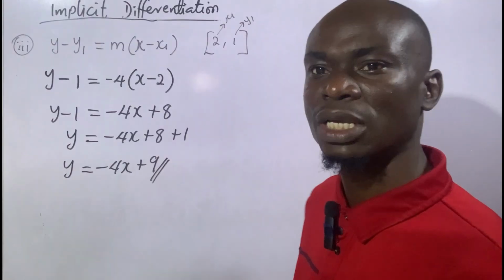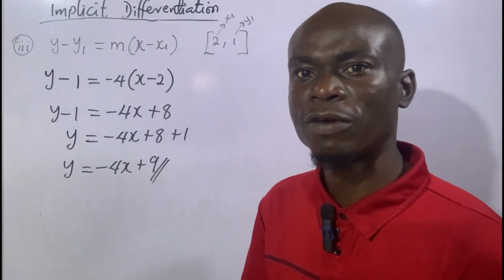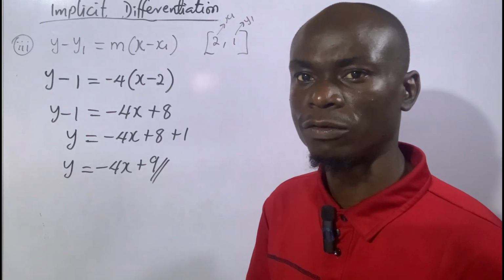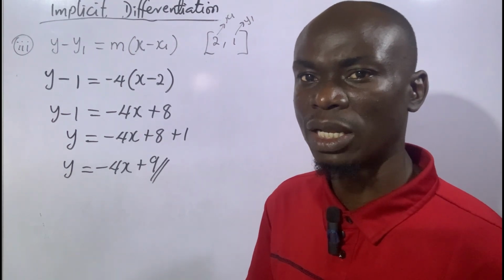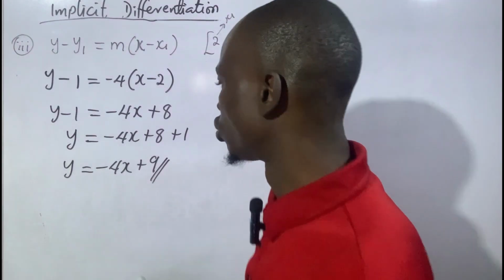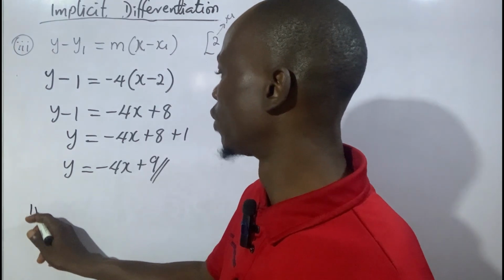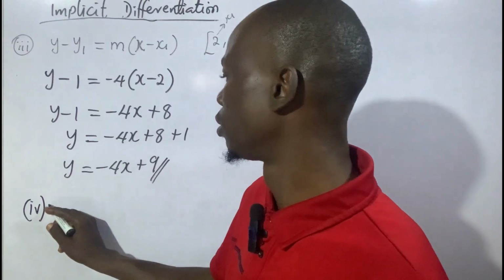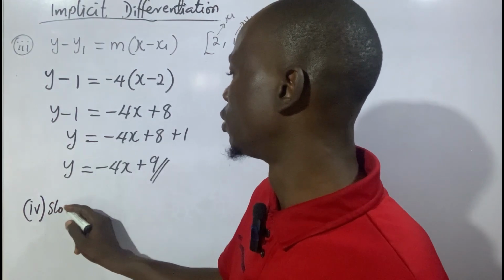Okay, so the next question says we should find the slope of the normal line to the curve. The slope of the normal line to the curve, that's the fourth question. It's simply the slope, let me write it.